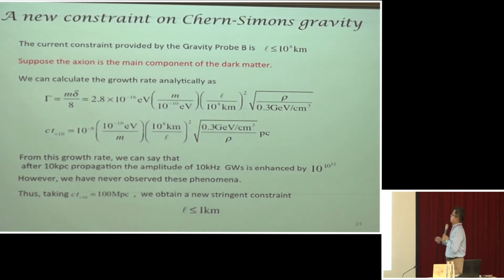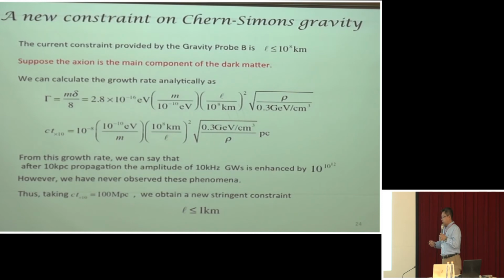And let's here assume the Gravity Probe B result. We report that Gravity Probe B gives rise to this constraint, and we suppose the axion is the main component of dark matter. Then from the standard calculation for the parametric resonance, we can calculate the growth rate analytically. Then we get this result. This growth rate can be translated into the time scale for which the amplitude will get enhanced 10 times. This formula tells us that after the propagation of 10 to the minus 8 parsec, we get 10 times amplitude.